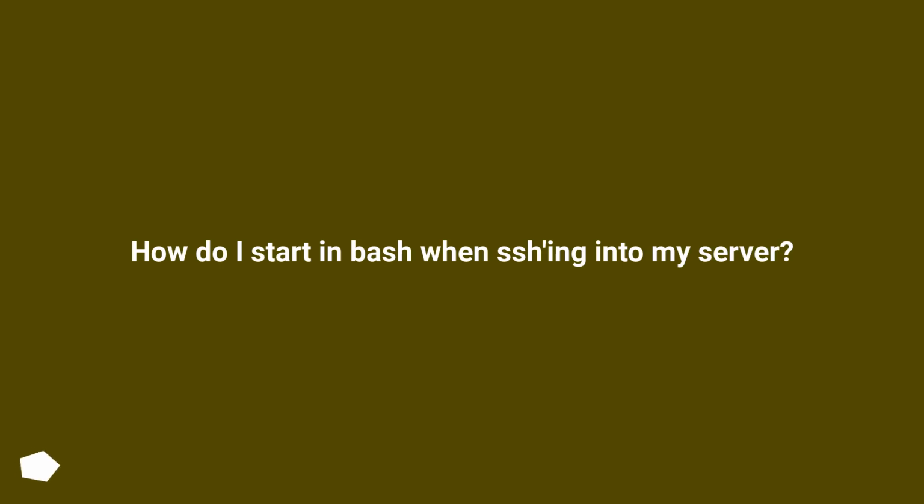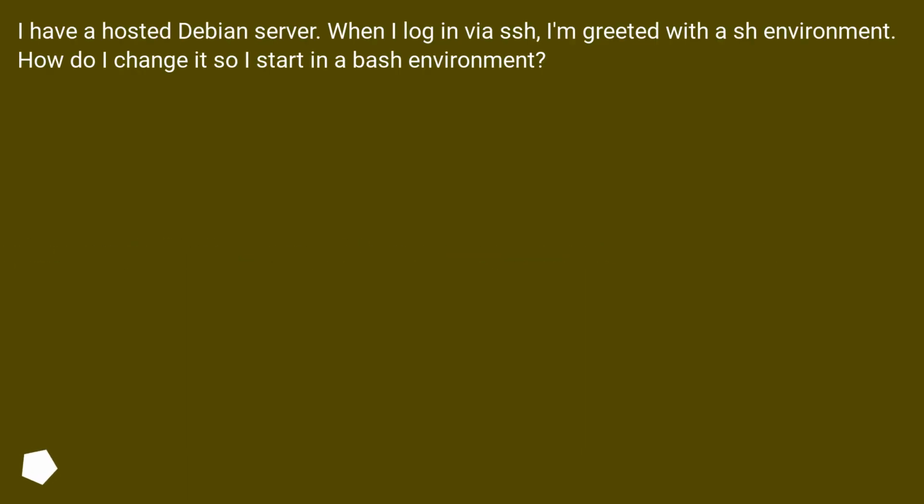How do I start in bash when SSHing into my server? I have a hosted Debian server. When I log in via SSH, I'm greeted with a sh environment. How do I change it so I start in a bash environment?